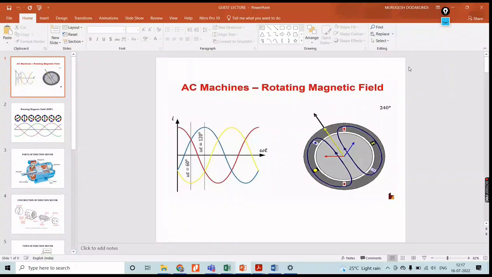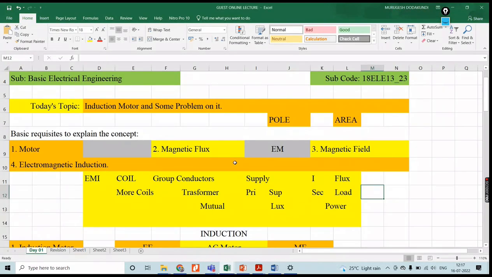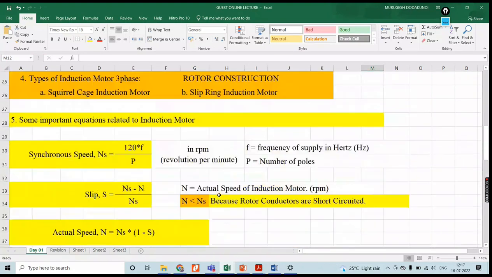This PPT also I will upload. If you want, you can refer, but it is already there in the Drive. You can go through the same. Majorly you concentrate on the formula, that is Ns is equal to 120 f by P.